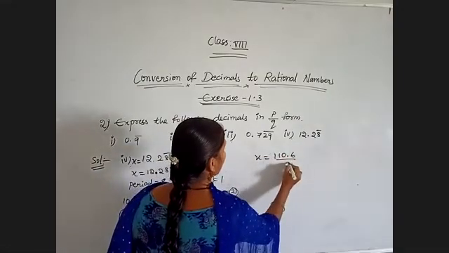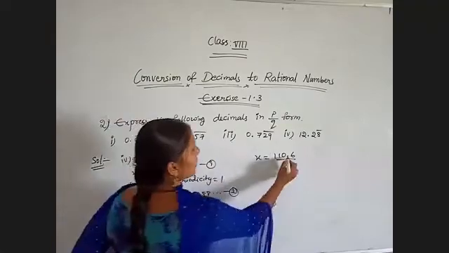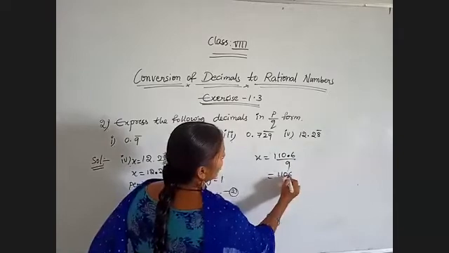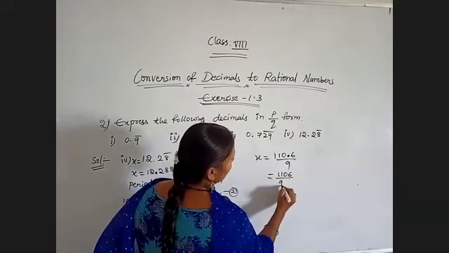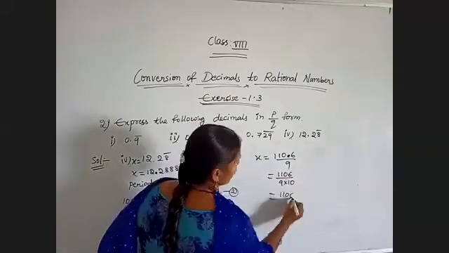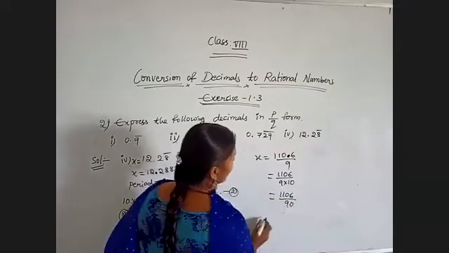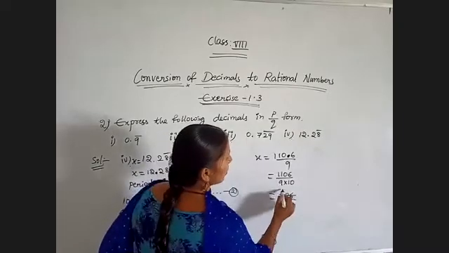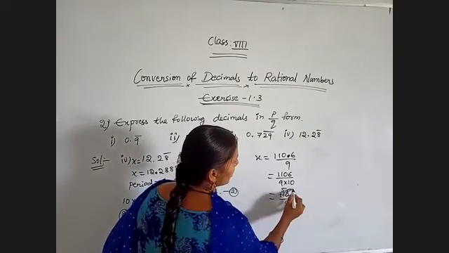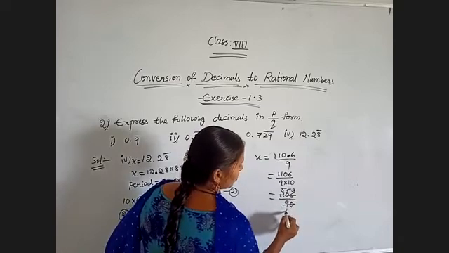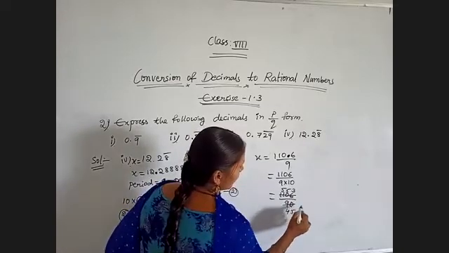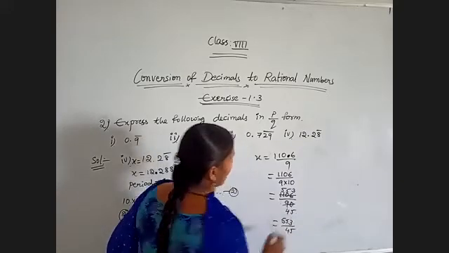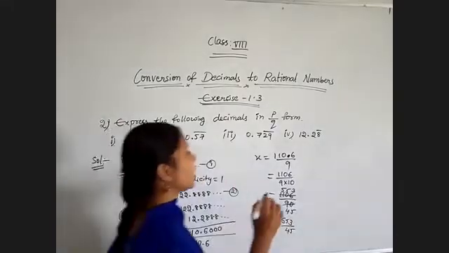Then x will be equal to 110.6 by 9. But here one decimal digit is there, so we will write 10 in the denominator: 1106 by 90. 9 into 10 is equal to 90. So 6 and 0 both will get cancelled by 2 times. 2 fives are 10, 2 threes are 6, 2 fours are 8, 2 fives are 10. So here no simplification is possible. That's it. Now coming to the shortcut method.